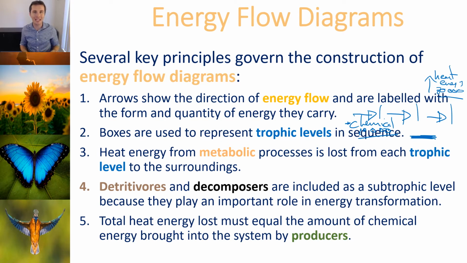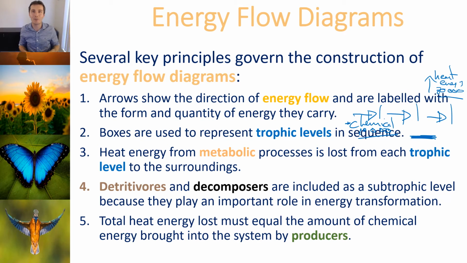And the total heat energy lost must equal the amount of chemical energy brought into the system by the producers. Obviously they're going to lose a certain amount of heat energy throughout each different trophic level, and that should equal the amount of energy that was initially brought in by the producers.